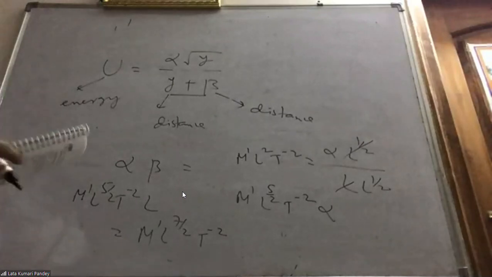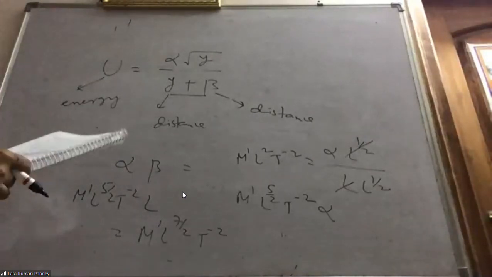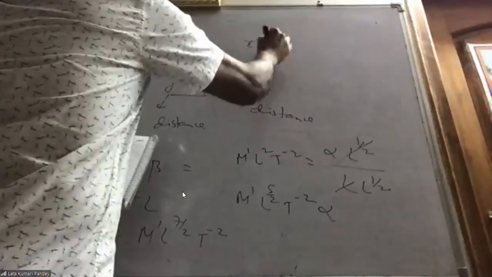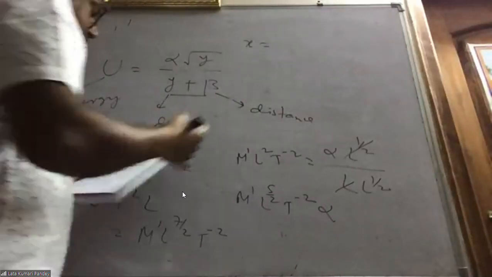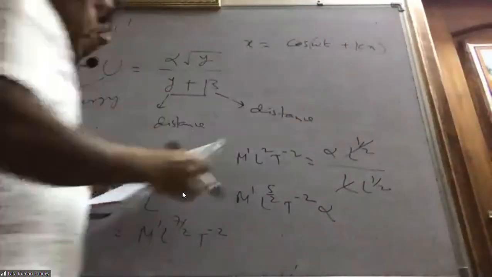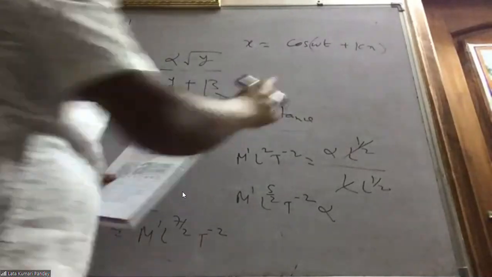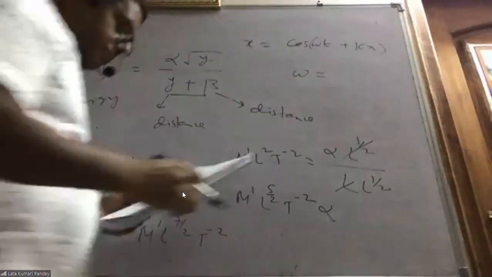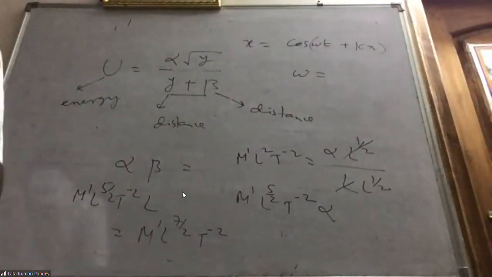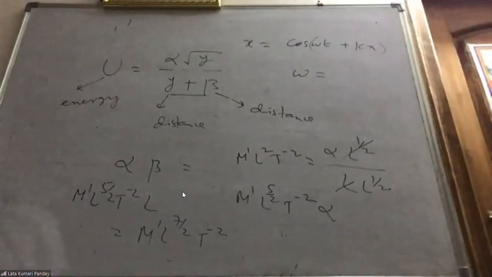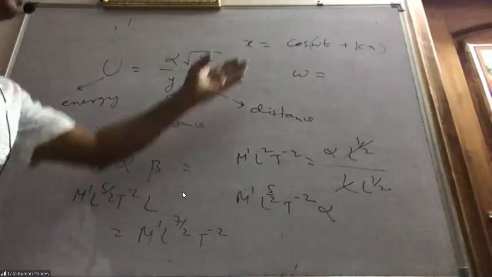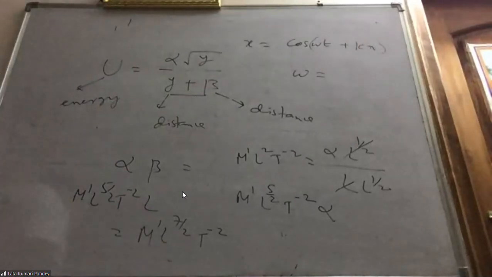Now my question is a simple question. It is task 2, 7th question. X is equal to cos of omega t plus kx. The dimensions of omega are? Have you learned that?